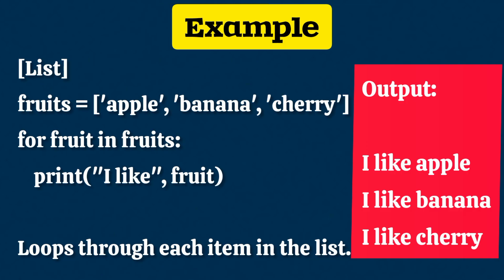Now, using a for loop, we go through each item in the list. So the output will be: I like apple. I like banana. I like cherry. This shows that the loop runs one by one for every element in the list.